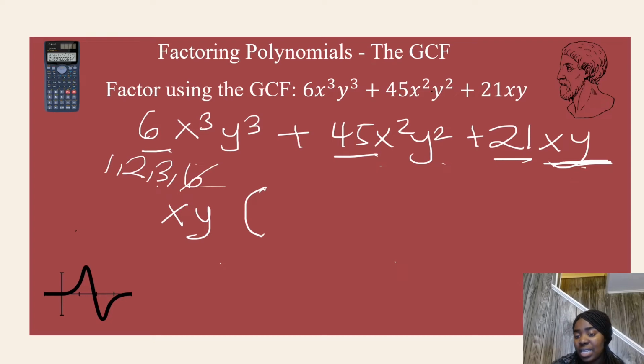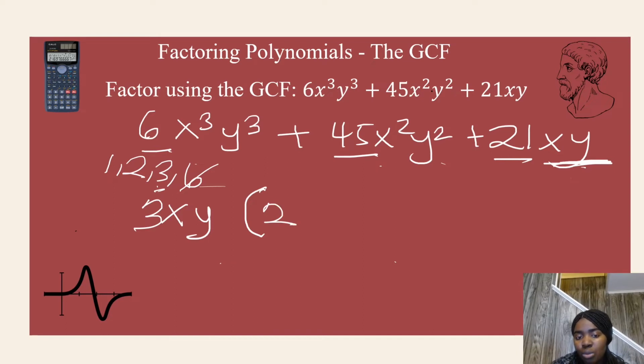Let's try 3. I'm going in descending order of magnitude because I want the greatest common factor. 3 does go into 21, 7 times without a remainder, awesome. 3 does go into 45, 15 times without a remainder, so that's great. And 3, of course, goes into 6. So we found our GCF is going to be 3. So we're going to bring a 3 out here. So 3xy. Now, to factor, we figure out what we have to multiply 3xy by to get 6x cubed y cubed. To get 6, I have to multiply 3 by 2.